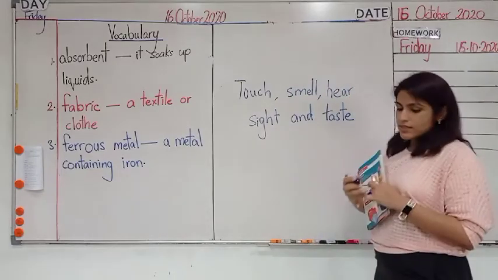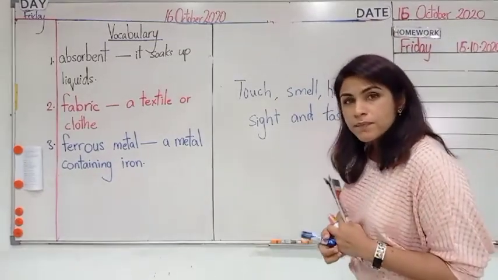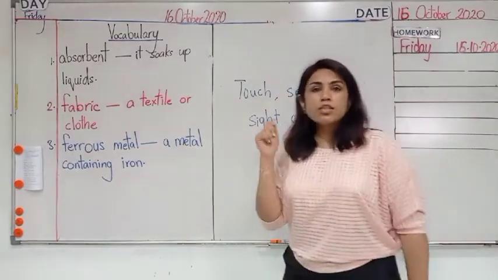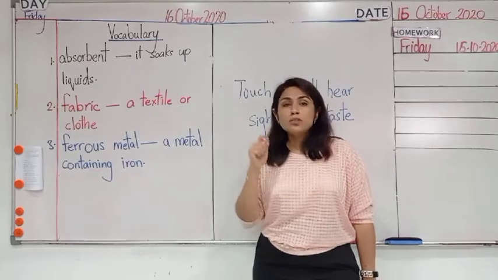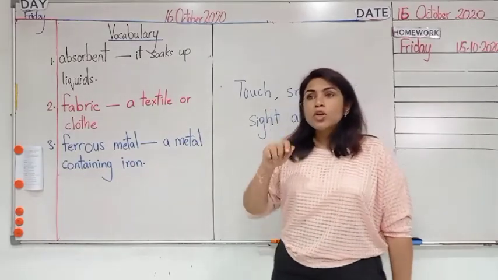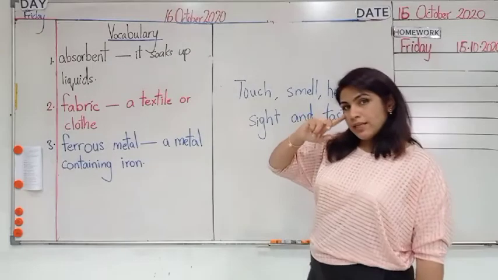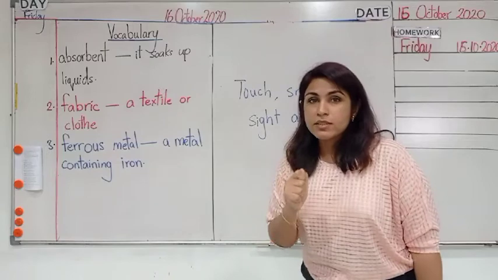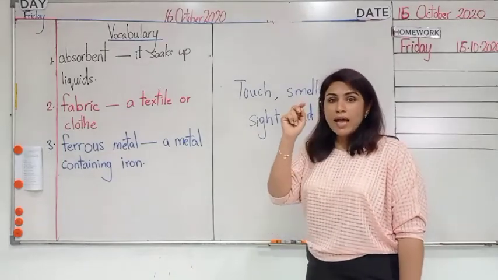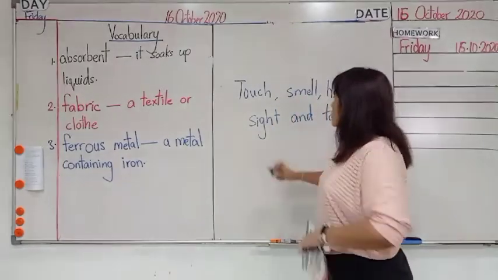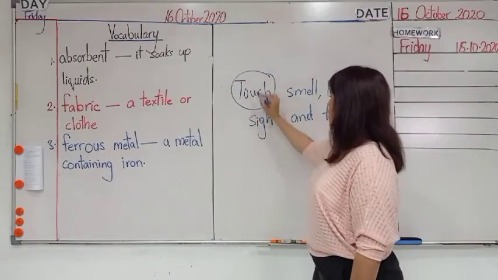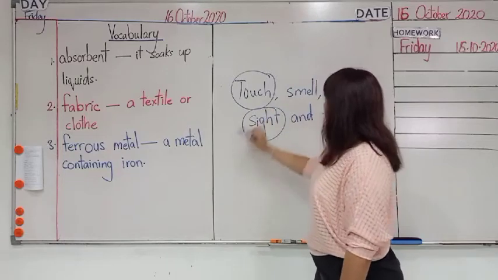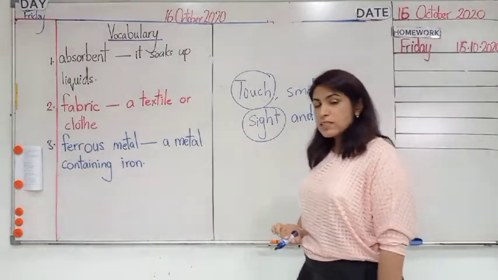Which senses do you think you can use when you take a material? Now look, now try to understand. There is a spoon, a metal spoon. First sense is you look at it, second sense is you hold it, then you can make out which material it is. So sight and touch are the two senses for now.